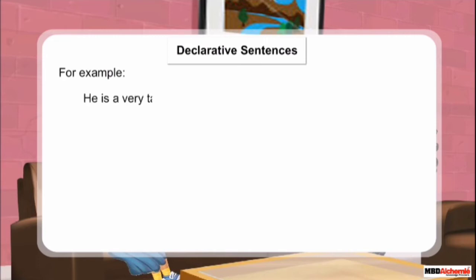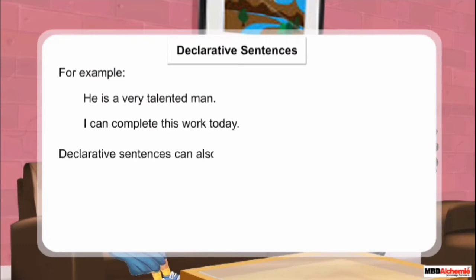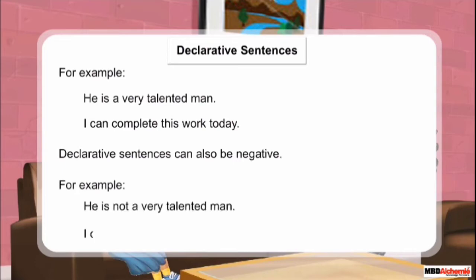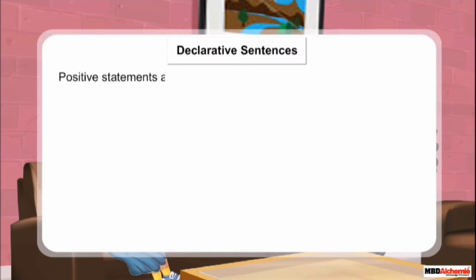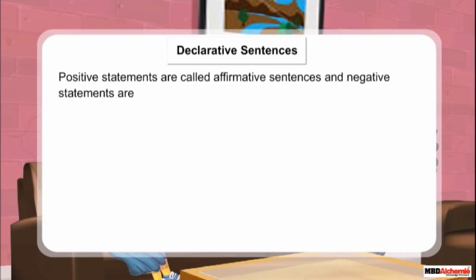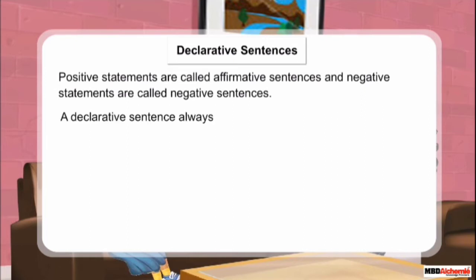He is a very talented man. I can complete this work today. Declarative sentences can also be negative. He is not a very talented man. I can't complete this work today. Positive statements are called affirmative sentences and negative statements are called negative sentences. Remember that a declarative sentence always ends with a full stop.